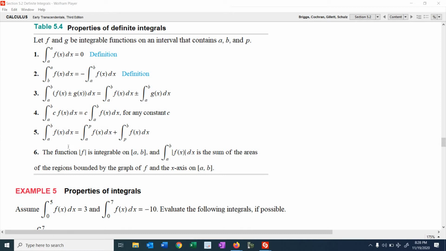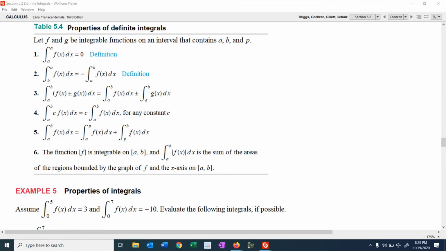So the fifth one says that if you want to find the definite integral of f of x from a to b, then you're allowed to find the definite integral from a to p, and then add that to the definite integral from p to b. So in other words, you can stop at some point in between and find the definite integral from a to p at that point, and then as long as you pick it up from p and end at b, and then add those two definite integrals, it's the same as going from a to b.